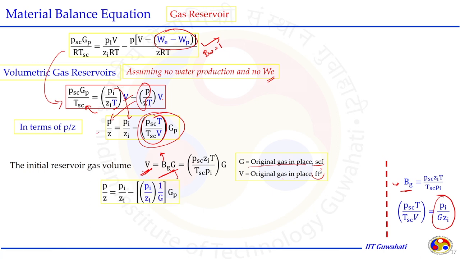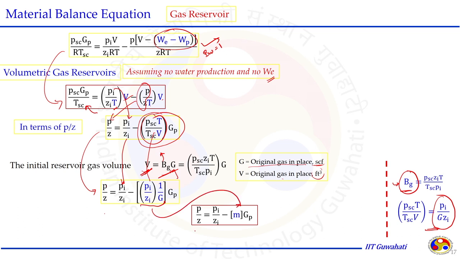If we do so, this expression should result in the form of P/Z on the one side, PI by ZI as it is, and this part we can write PI by ZI multiplied by 1 by G, with the help of the expression of BG. If we see this expression, we can write this entire thing as m, and this again results in the straight line y is equal to c plus mx. So if we plot the P/Z data with respect to the cumulative gas production, we will get the slope, and that slope is going to give us the value of m.